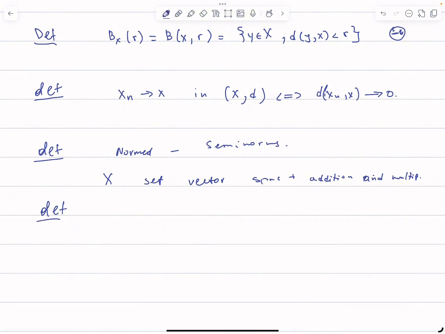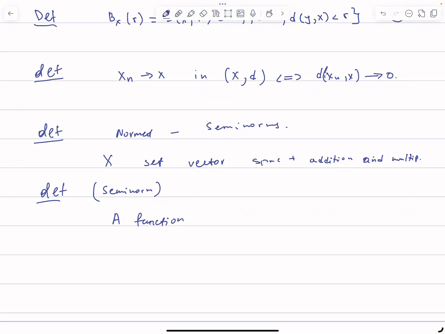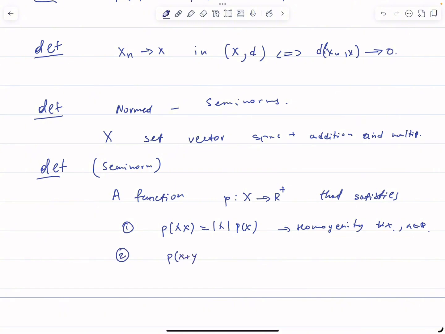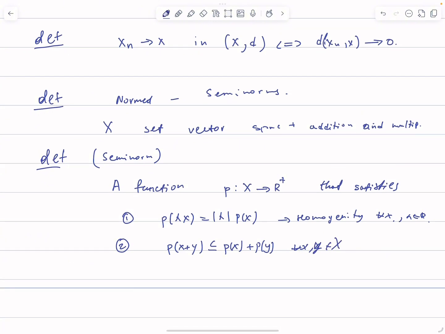What does seminorm mean? A function rho from X to positive real numbers that satisfies these two conditions. First, rho(lambda x) is equal to lambda rho(x). This is called homogeneity, for all x and lambda from R. And second, rho(x plus y) is less or equal rho(x) plus rho(y), for all x and y from the set X. This is called subadditivity.